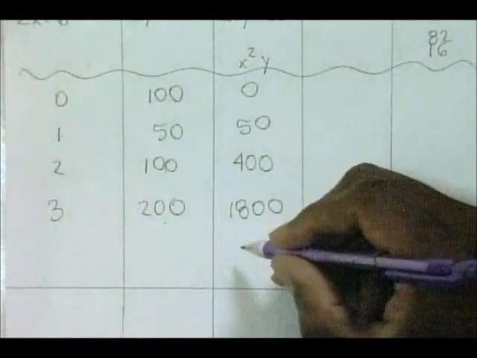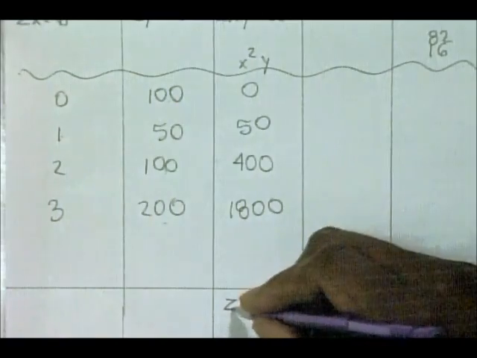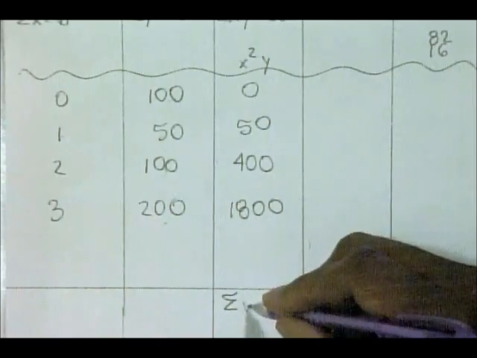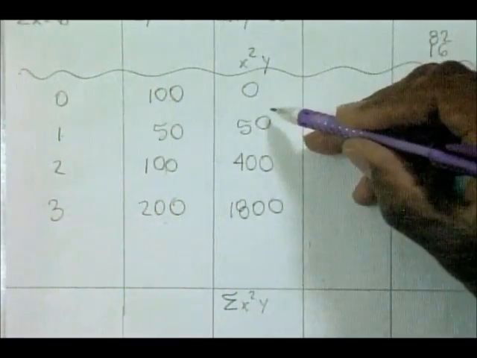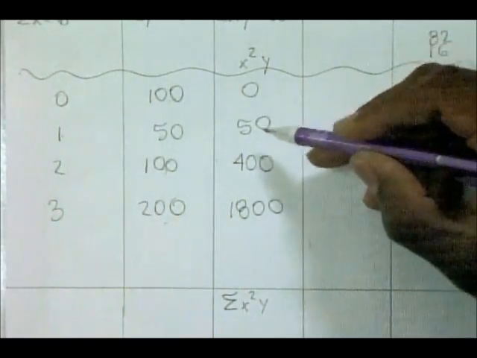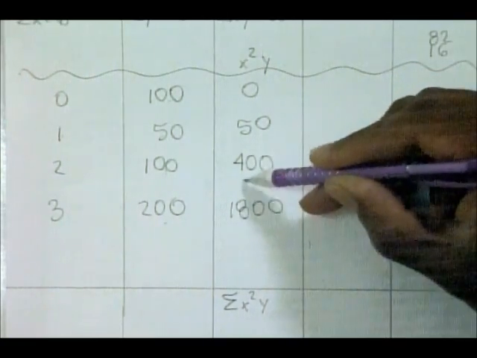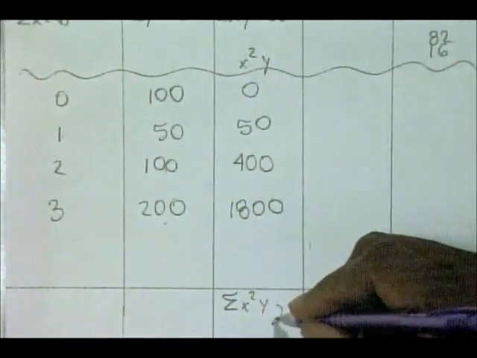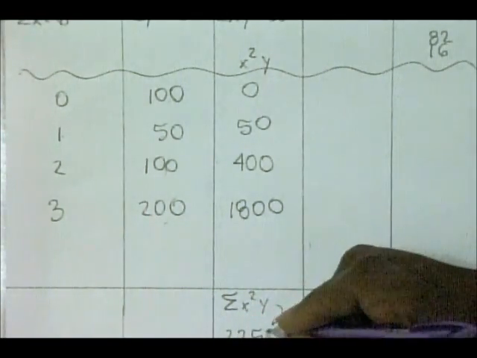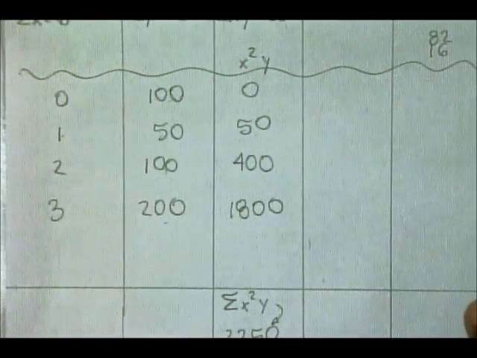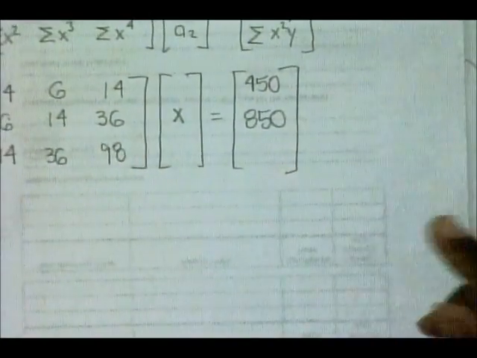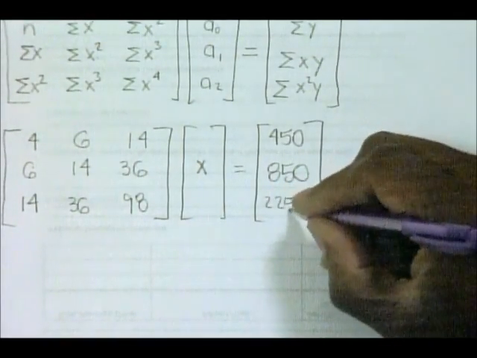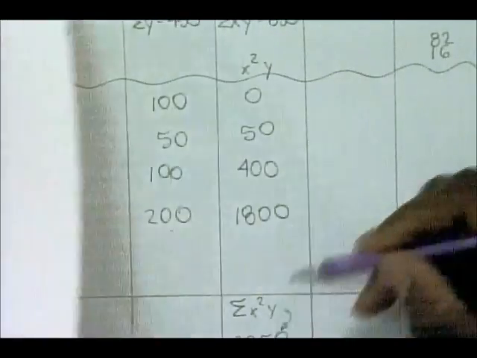Now the summation of x squared y would mean adding all of this up. Well, we get 2,200 and plus 50. This all added up is 2,250. All right? So that is what would go right here. The summation of x squared y would be 2,250. What we got right there.